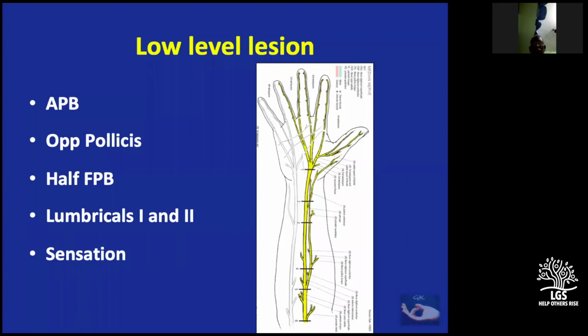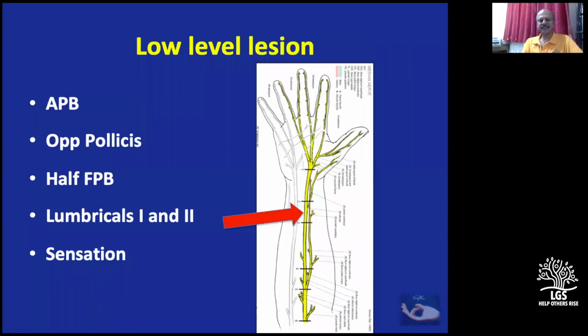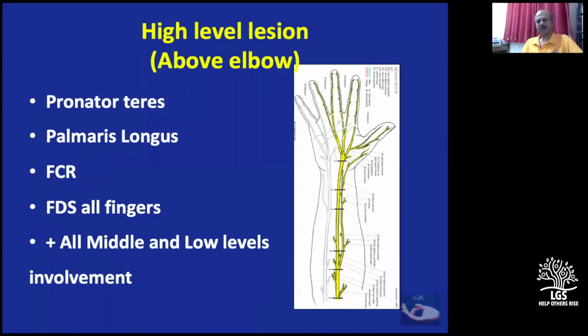We can ask them whether they have any sensation, whether they have altered sensation. They will definitely tell us if there is a little bit of numbness in that area. Then next is the low level lesion.